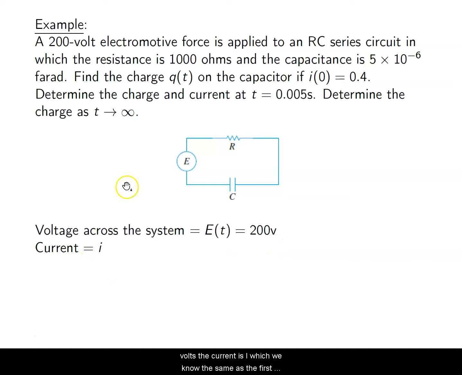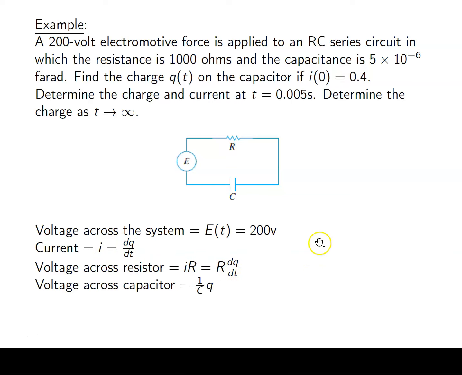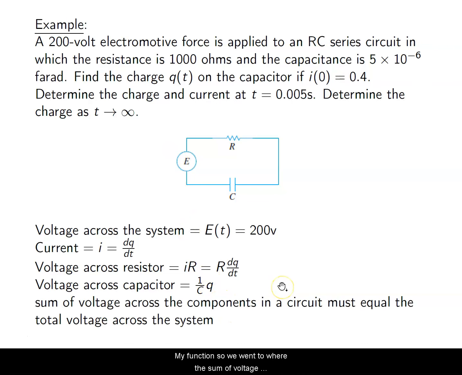The current is I, which we know is the same as the first derivative of Q. Okay, the voltage across the resistor is IR, which we can then replace in terms of the charge as R times dQ over dt. And the voltage across the capacitor is 1 over the capacitance times the charge. Okay, so the sum of voltage across the components in the circuit must equal the total voltage across the system.